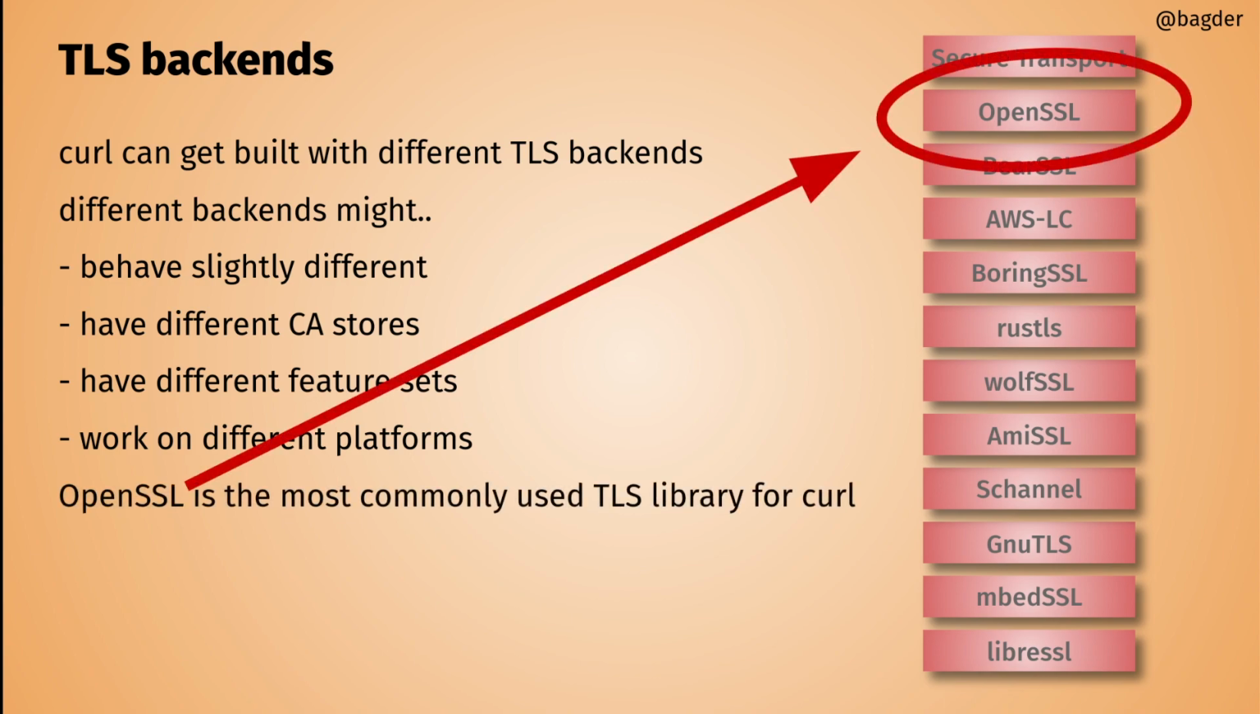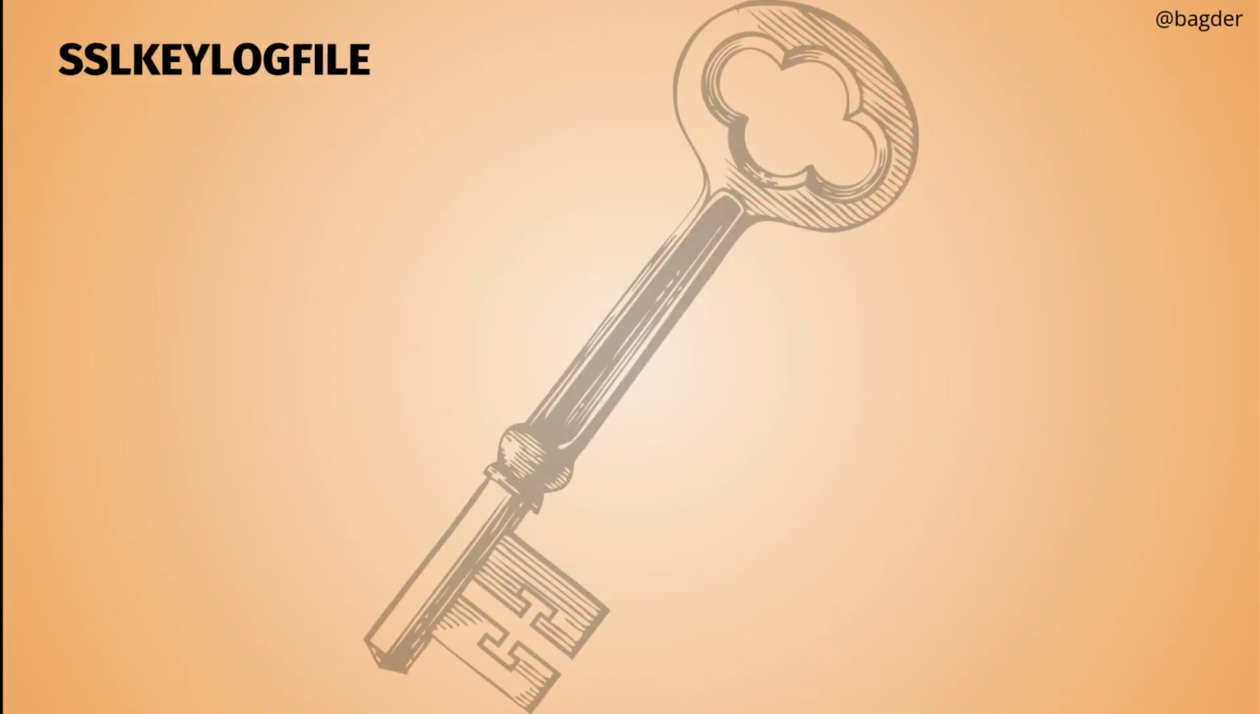And OpenSSL is by far the most commonly used and possibly the most commonly known as well. And that is one of these 12 different ones that curl can be built to use. And of course, if you build curl yourself, go crazy, go with the one you want to use. Slightly limited, of course, depending on which platform you're on, so it might limit your options.